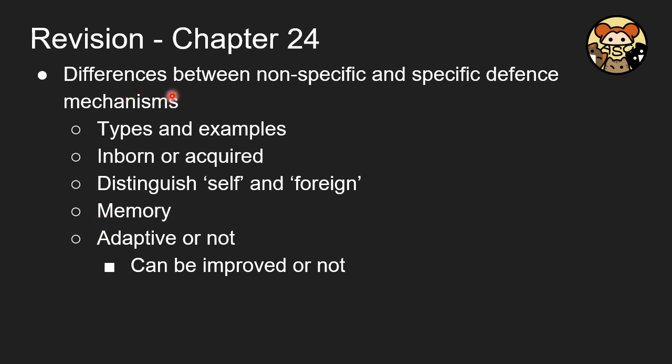So after all this, you have to be able to distinguish non-specific and also specific defense based on their types, for example, whether they are inborn or acquired, and whether they distinguish self and foreign antigens, and whether there is a memory that is produced, and whether it's adaptive or not, which means can it be improved or not.